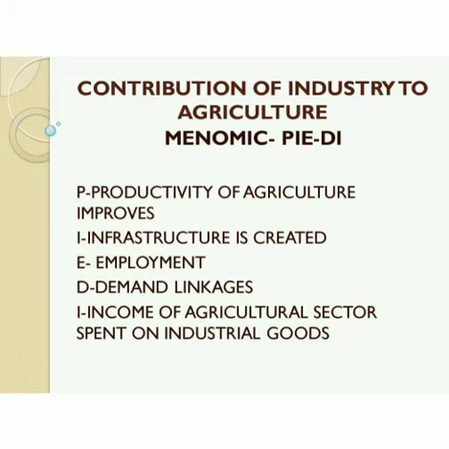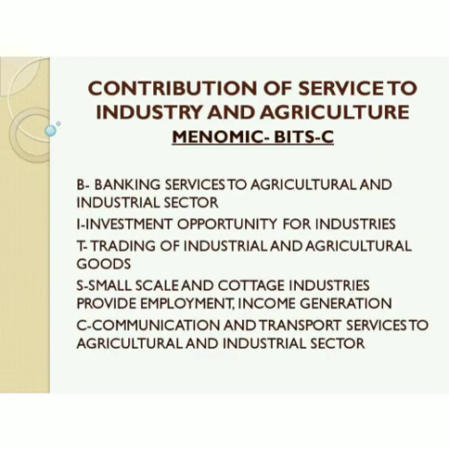Also, the income of the agricultural sector is largely spent on industrial goods. So whenever the people in the agricultural sector do well, they earn money, they would like to spend their money on consumer goods which are made by the industrial sector.